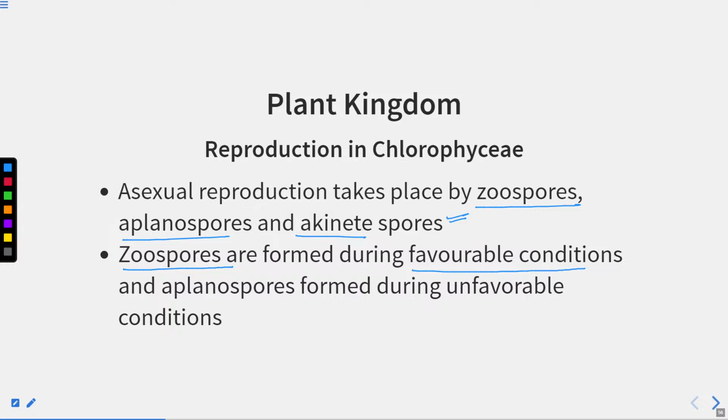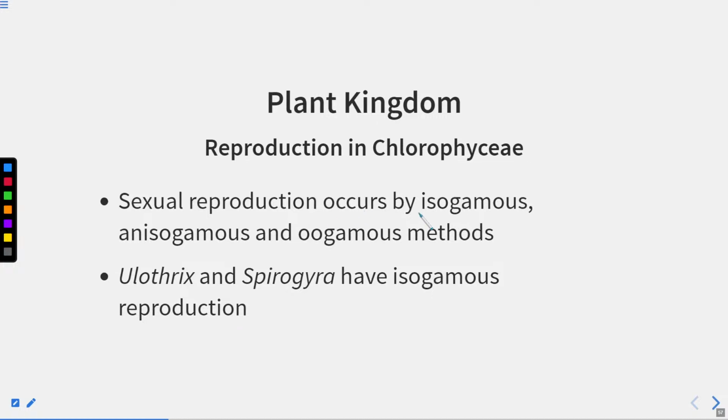Zoospores are formed during the favorable conditions, and aplanospores are formed during the unfavorable conditions. Sexual reproduction occurs by isogamous, anisogamous, and oogamous type. We have already discussed what this means: isogamous, anisogamous, and oogamous. So Eulothrix and Spirogyra show the isogamous mode of reproduction. This you have to understand and memorize, what type of sexual reproduction is there and their examples, right? So isogamous examples: Eulothrix and Spirogyra.